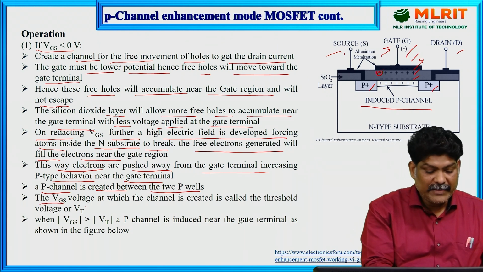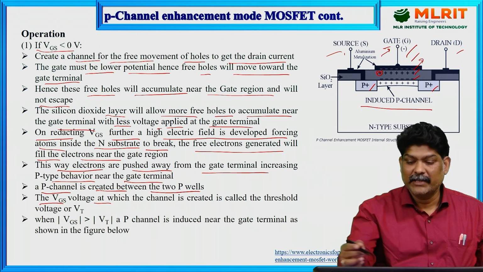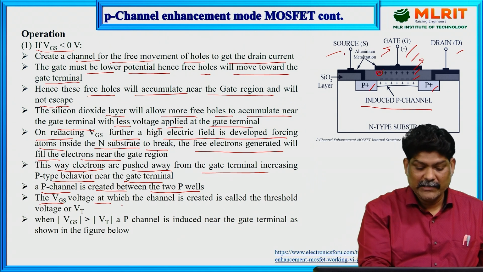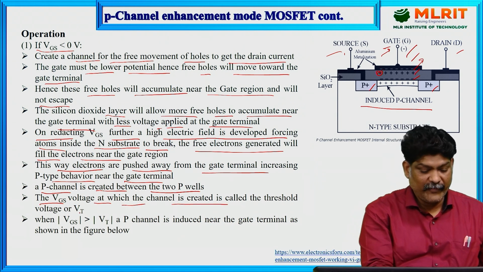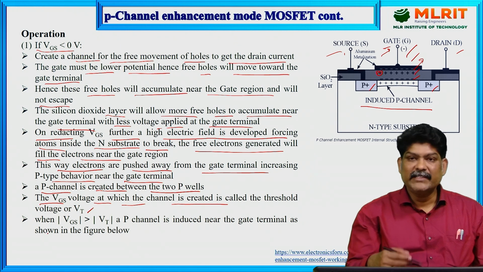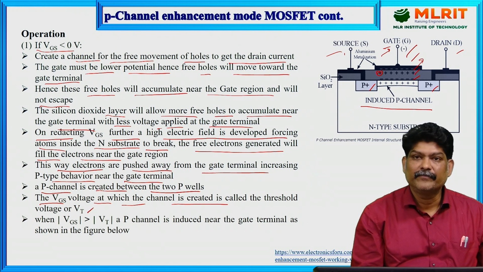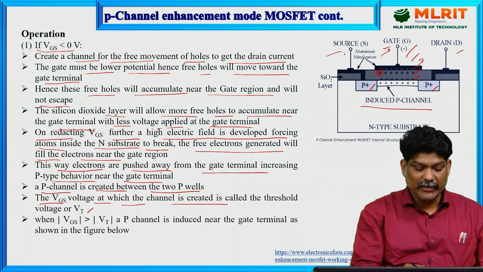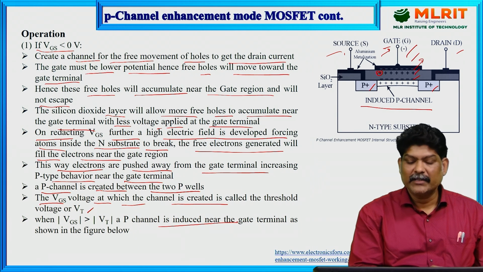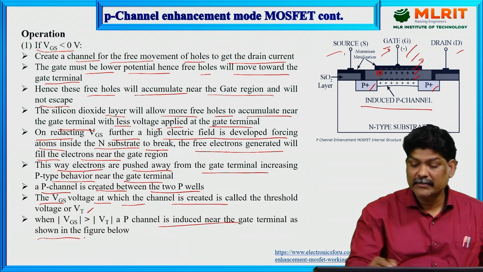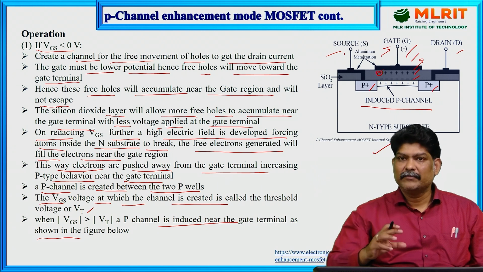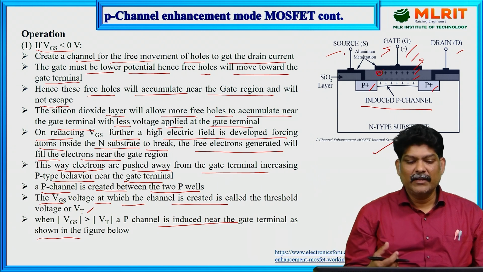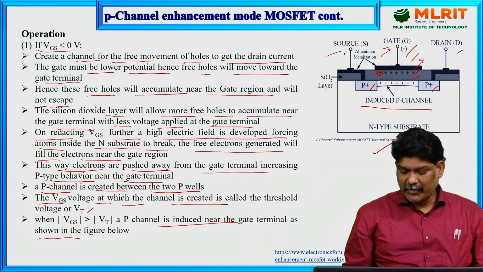Now the VGS, the gate to source voltage at which the channel is created, is called the threshold voltage, VT. And when VGS is greater than VT, that particular threshold voltage, the P channel is induced near the gate terminal as shown in the figure. So you can observe here. This is the basic operation involved in the P channel enhancement mode MOSFET.